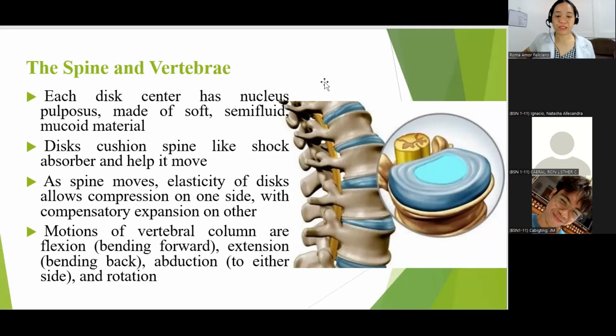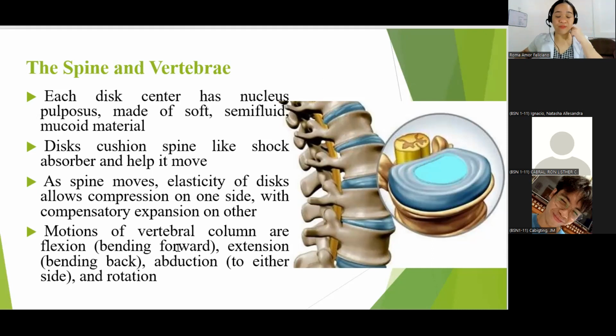The disc cushion spine like shock absorber. So, inulit natin, ano, these are shock absorbers. Imaginein mo yung may laruan tayo ng bata na yung gumaganon, yung para siyang, imagine yun, kalimutan ko yung tawag doon. So parang ganun ang ating, meron siyang disc cushion that is absorbing the shock and it helps us move. As spine moves, elasticity of disc allows compression on one side with compensatory expansion on other.